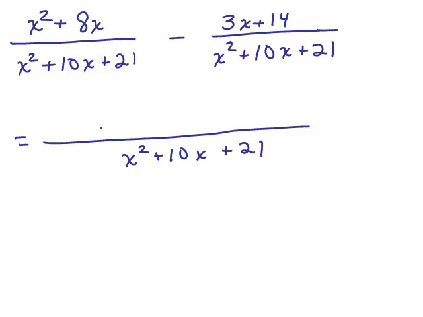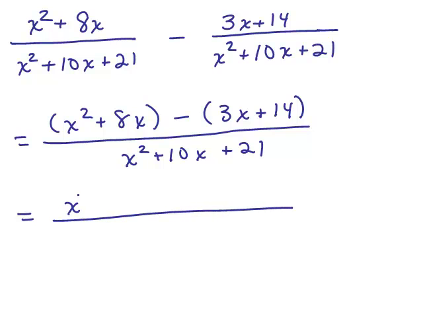And then we have to subtract the numerators, but be careful. This is x squared plus 8x. You don't need to put that in parentheses, but the second one you do if you're going to write it with a minus sign and not do it in your head. So you're going to subtract that numerator 3x plus 14.